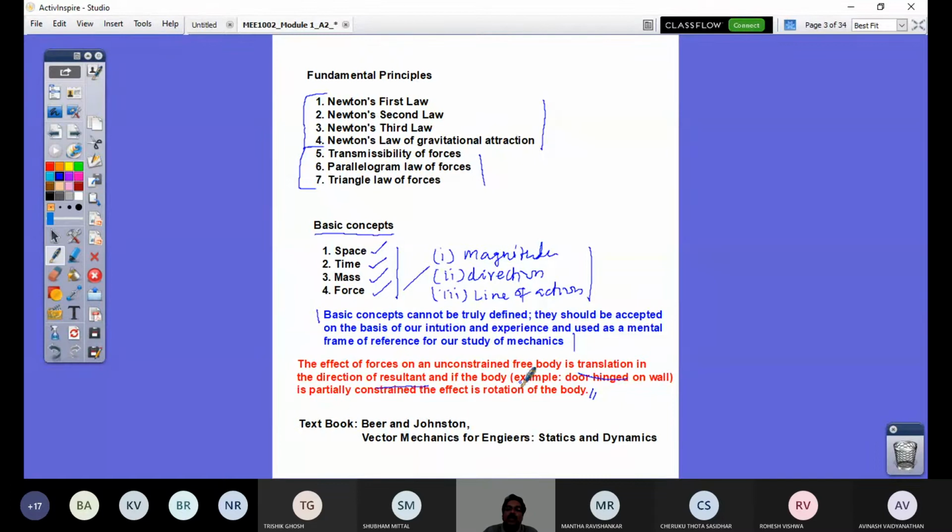But if you look at any machineries, any mechanical system which is having relative motion, you would see there are unconstrained or free bodies, and they are going to have their motion, right? So that's the effect of force on the bodies.